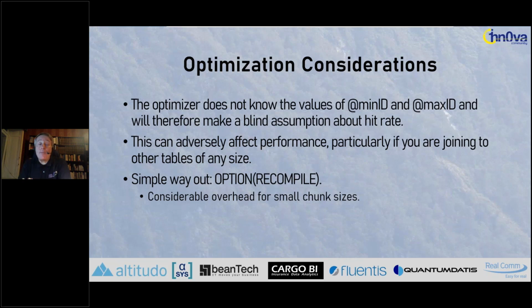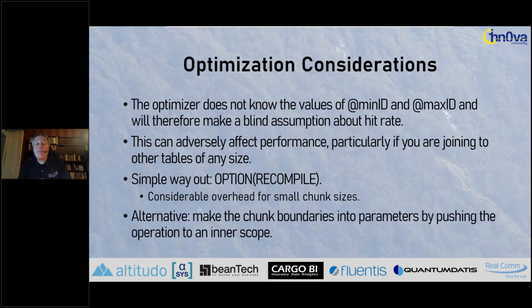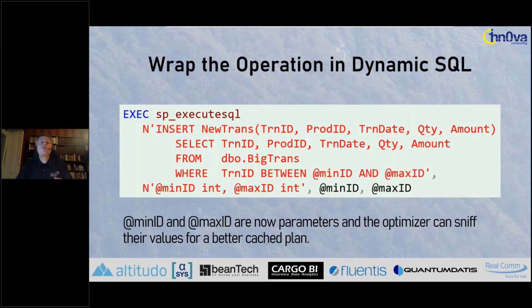But there's another option. You can make these parameters sniffable by pushing the operation to an inner scope, so they're parameters and the optimizer can sniff them. For example, writing an inner stored procedure with the whole thing. Now, an extra stored procedure for that kind of operation doesn't really sound attractive, but you can do it this way. Just wrap the operation in dynamic SQL. So it's a static SQL statement, but now min ID and max ID are parameters.